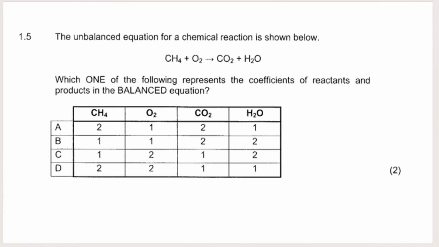But they want to know which one of the following represents the coefficients of reactants and products in the balanced equation. So basically they want us to balance this equation, and we know that the coefficients are the big numbers when the equation is balanced. So for example, if that's a 2, if that's a 1, and so on, but we need to balance it properly and then we'll choose our answer.